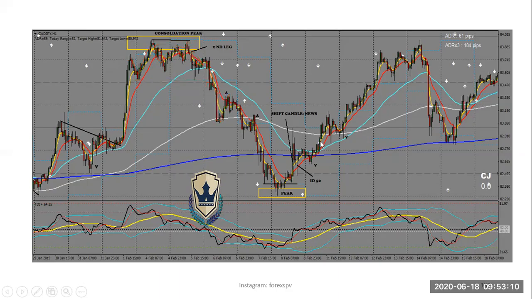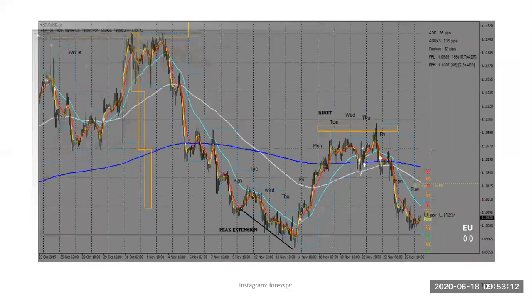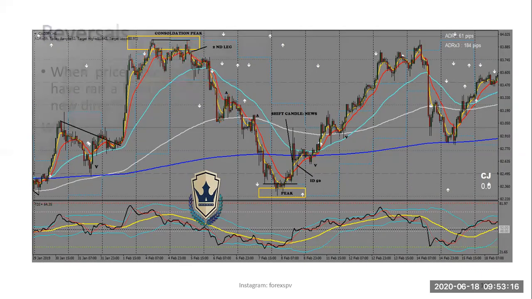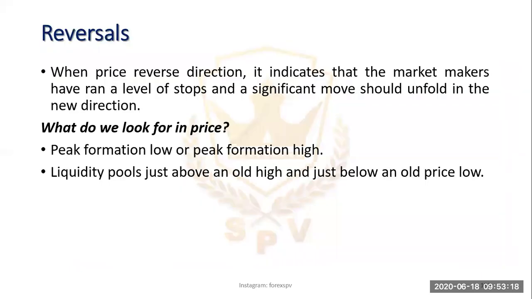We'll come to learn how to identify these peaks, and we'll know how the dealer grabs liquidity with several kinds of peaks.